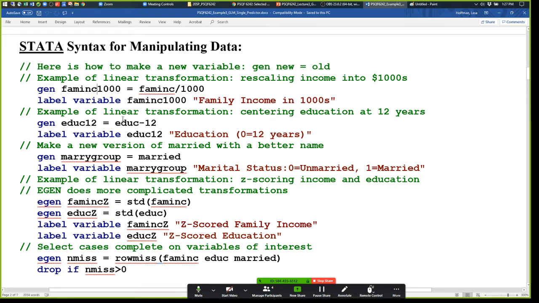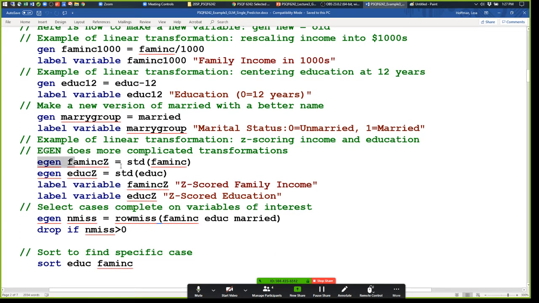So I'm making fam inc 1000, a new variable from the original variable divided by 1000. Likewise, I'm making education 12 from the original variable minus 12. Married group is a copy of married. This is the z-scoring that happens within a data step in Stata. It uses an egen thing, and std is a function that is for standardizing. Z-score is the default of the function, I believe.